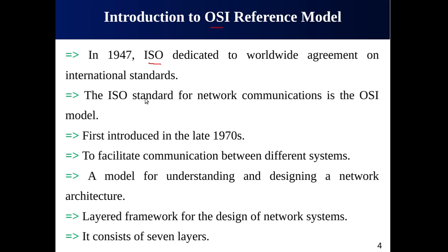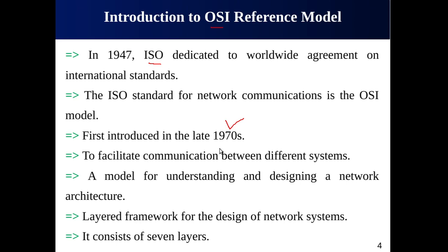This OSI model was first introduced in the 1970s. An open system is a set of protocols at different layers that allows any two different systems to communicate with one another regardless of their underlying architecture. The purpose of the OSI model was to show how to facilitate communication between different systems without requiring changes to the logic of the underlying hardware and software.